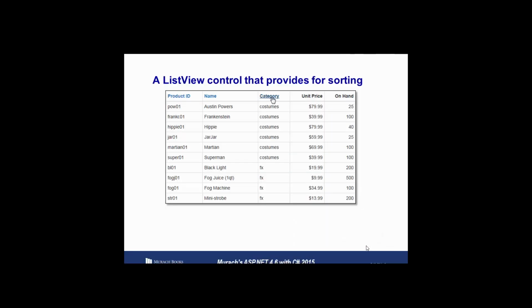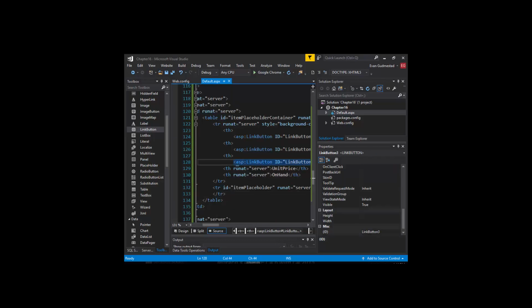Can you see the properties for the link button? Sure. You want to see the properties of the link button? Yeah, just because mine's not sorting. So the command argument is just the name of the column. This is the name of the column in the database, correct? Command name is what you want it to do. Correct, so it's sort. Yes, okay.